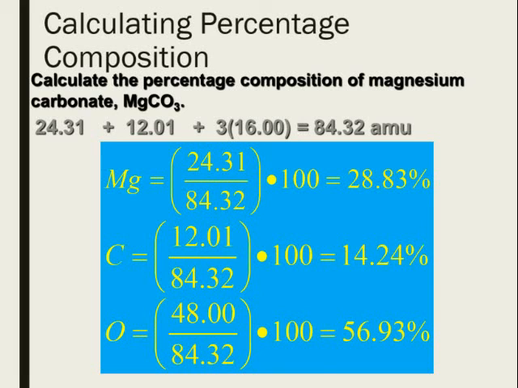And so what we can conclude from these calculations is a little less than a third of this compound is magnesium, okay? And something like an eighth of this compound is carbon, and then over half is oxygen, okay? So we have 56.93% of magnesium carbonate is oxygen. That's what we're able to say or claim using this calculation.